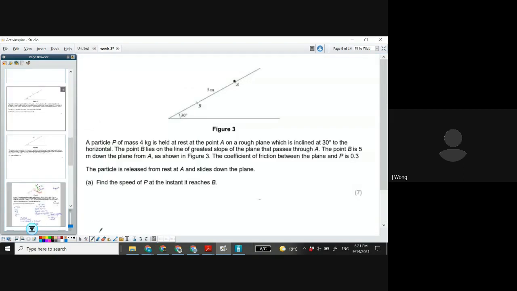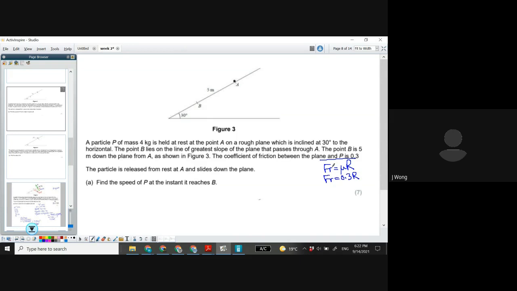Okay, question number 4 is a mechanics question that requires resolving forces. A particle P, at the moment at A, is held at rest on an inclined plane at a 30 degree angle to the horizontal, and point B is below point A. So it's going to slide to point B when we release it from rest. We have also been told the coefficient of friction that connects the friction with the reaction together. So we know that friction will be 0.3 of R.